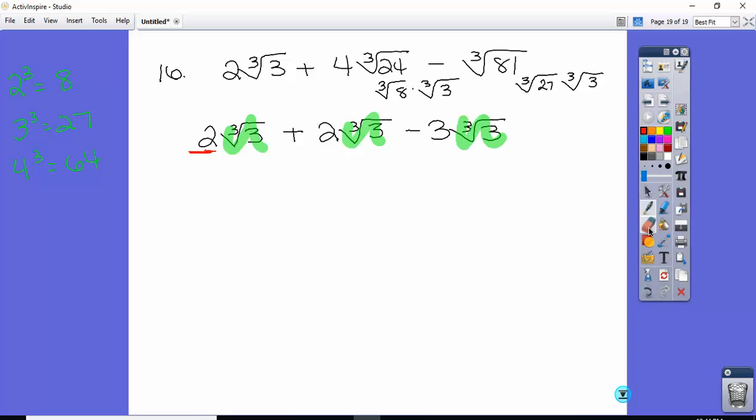Oh, I have a mistake. What did I do? Anybody catch it? It's right here. This was a 2 cube root of 3, but didn't I completely drop my 4 right there? What do I need to do with my 4 and 2? Okay, so that should be an 8. So 2 plus 8 would be 10, minus 3 gives me 7 cube root of 3 for the final answer there.